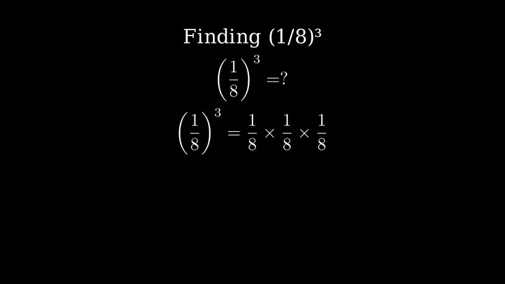Let's break this down into 2 parts. First, let's look at what happens to the numerator. 1 times 1 times 1 equals 1. Then in the denominator, we multiply 8 times 8 times 8.